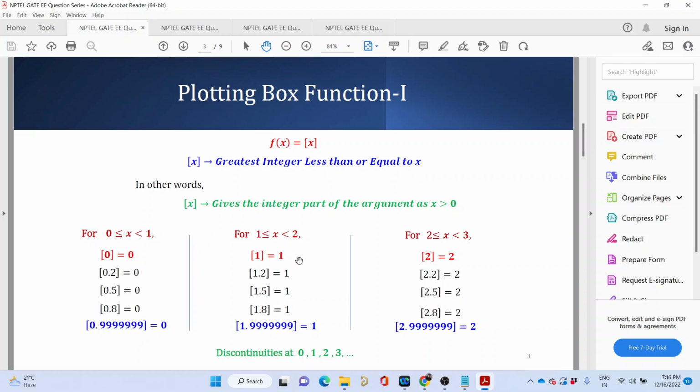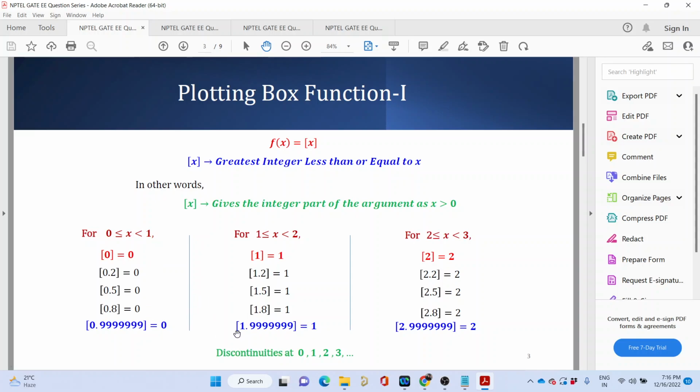So I have performed the same operation over here. I have taken a point 1.2. There are several integers which are less than 1.2: 1 is less than 1.2, 0 is less than 1.2, -1 is less than 1.2. So which is the greatest integer which is less than 1.2? That is 1. Again, 1.5. Which is the greatest integer which is less than 1.5? That is 1.